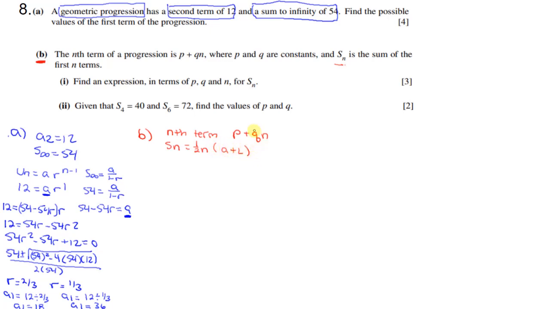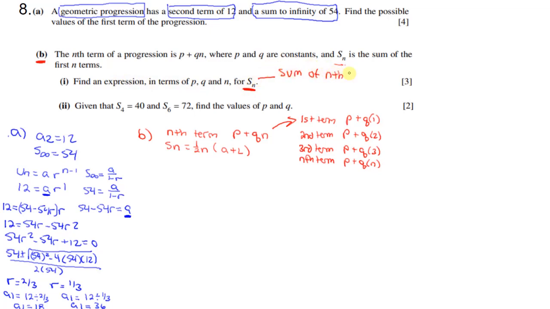Now in this case it's kind of tricky to understand, so let's pull it apart. The first term in this situation is p plus q times 1. The second term is p plus q times 2. You notice how for every term n is equal to that number. So I could keep on going, but the nth term is going to be p plus qn, which is what they tell us, right?